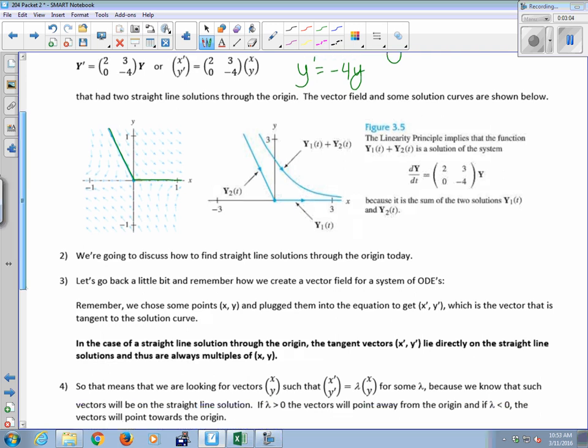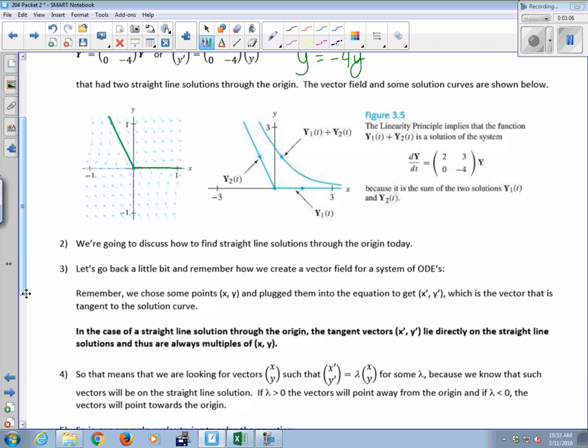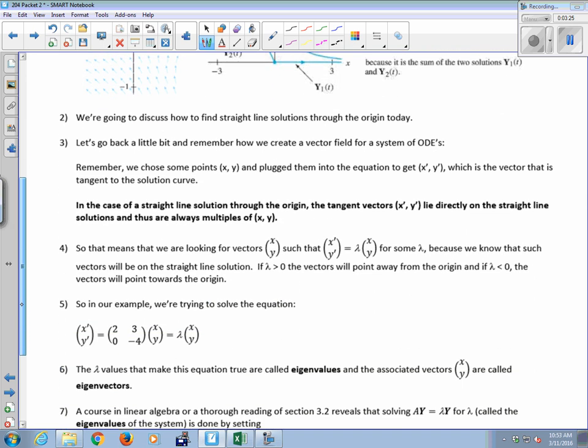So today we're going to discuss how to find straight line solutions. Last class I gave them to you, and we said that's great, because if you know 2 solutions, you can get the general solution by just taking a linear combination. So if we can find the 2 straight line solutions analytically, then we can find the general solution.